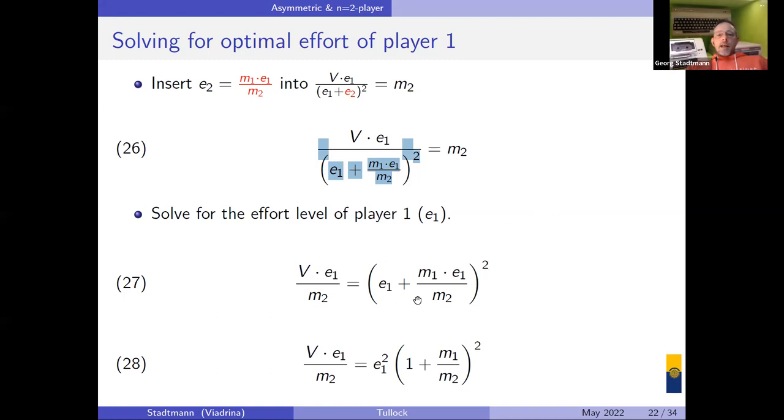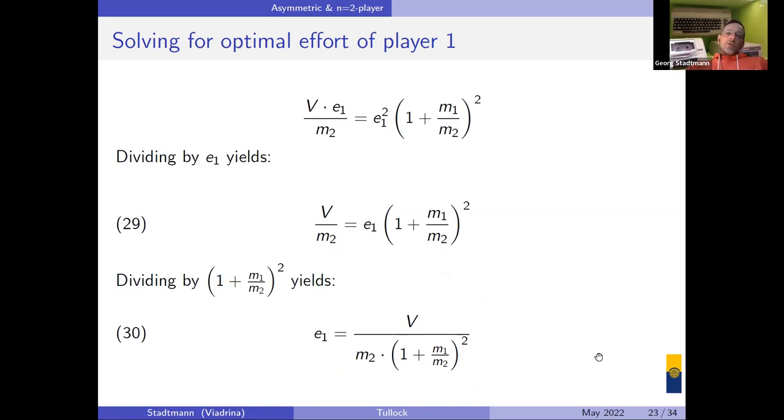In the next step, we can put out of brackets E1, because we have an E1 here and an E1 there. Because of the fact that the brackets are squared, also when we put E1 out of brackets, it will be to the power of 2. We get to equation 28.